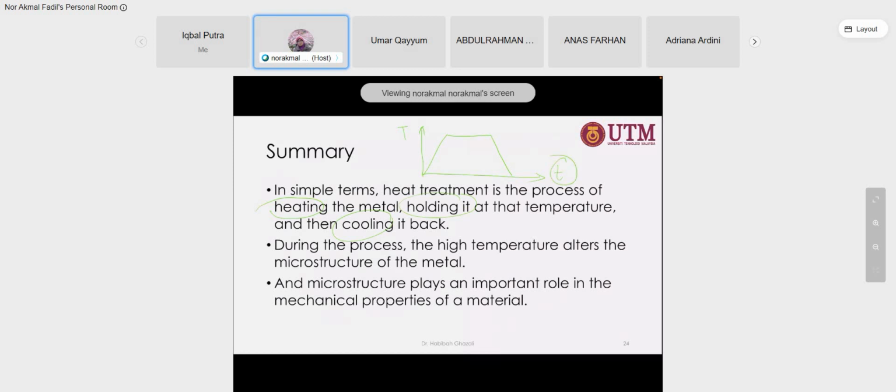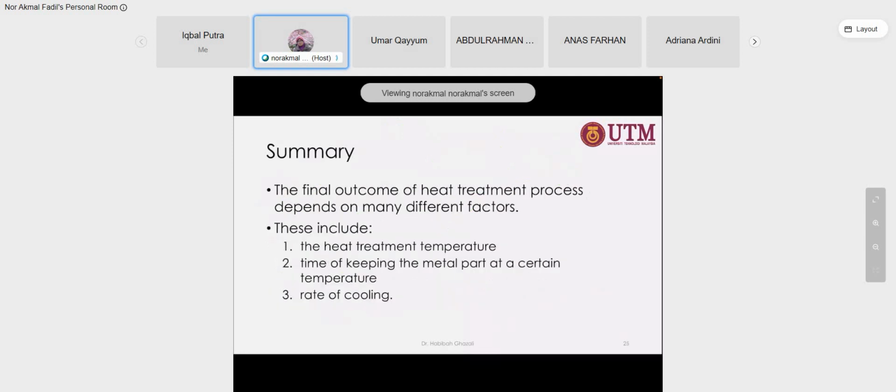The time is important, the temperature is important. The cooling rate is also important, whether very fast, slow, or very slow. Cooling rate will determine the final microstructure. During the process, the high temperature alters the microstructure of the metal, and microstructure plays an important role in the mechanical properties of materials. The final outcome of heat treatment depends on many different factors. This includes the heat treatment temperature, the time, and the rate of cooling.